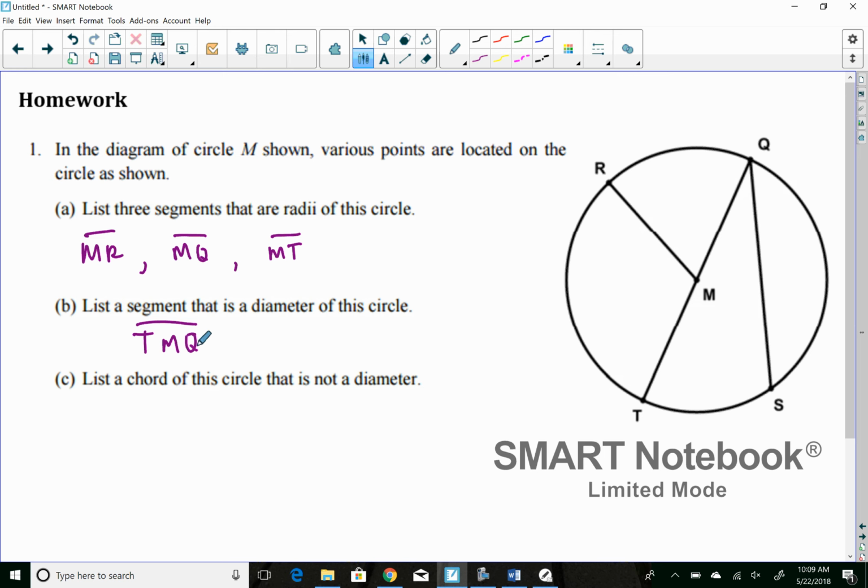The last question says to list a chord that is not the diameter of the circle. So a chord is going to have endpoints on the circle, so QS has endpoints on the circle, but notice it does not pass through the center, so QS would be considered a chord.